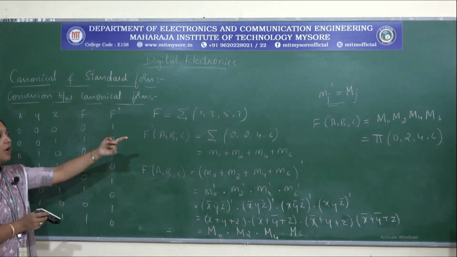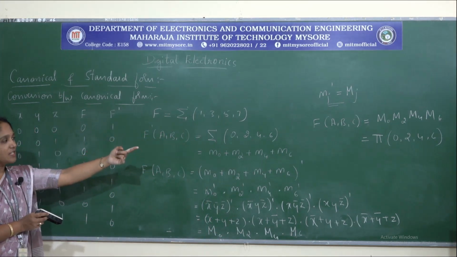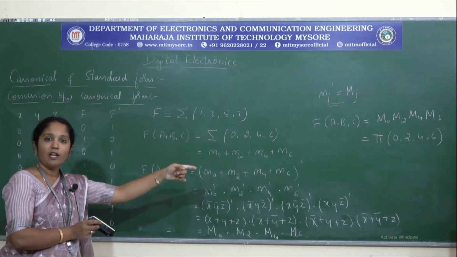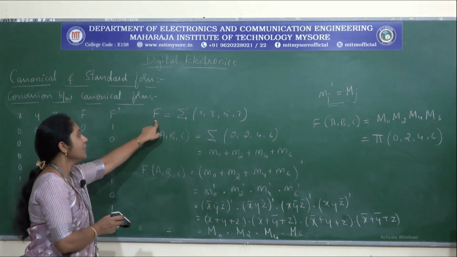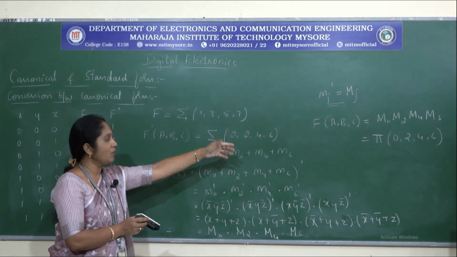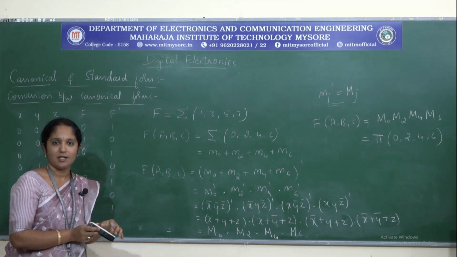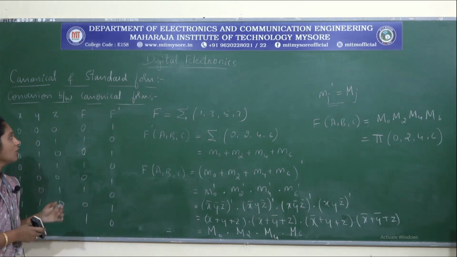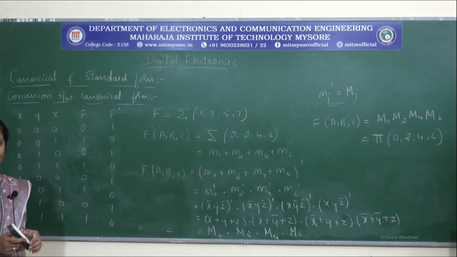So if you observe, f of ABC in another form is nothing but the canonical POS form. Here we have the canonical SOP form, and in order to convert that into canonical POS, we can use this procedure. This is about the conversion between canonical forms.